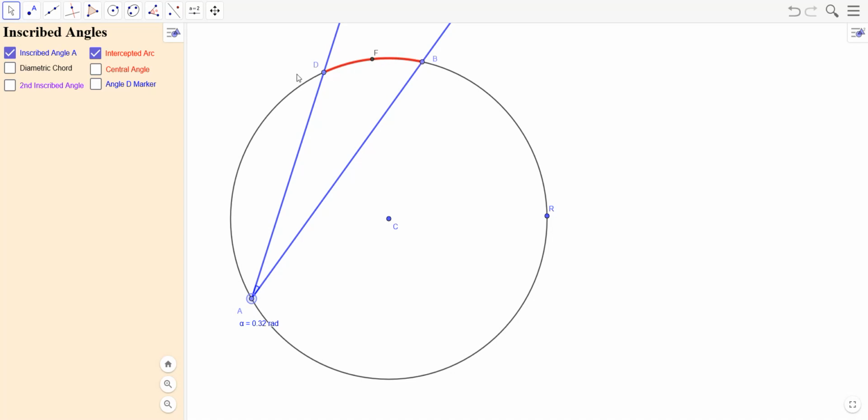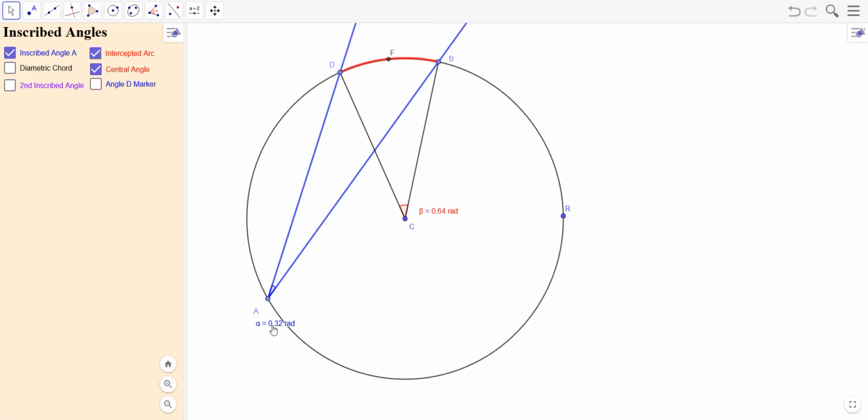Okay. So how do we measure an arc? Well, we measure an arc by measuring a central angle. This is at least part of the central angle here. Of course, the angle would actually be two rays. Here we have two radial line segments, and we see that that's 0.64 radians at the moment, whereas this one down here is 0.32. Do you see a relationship there?